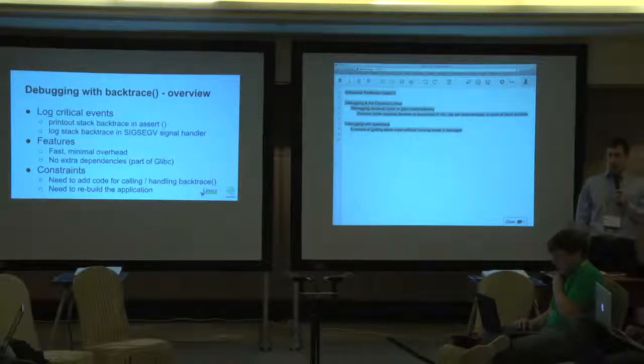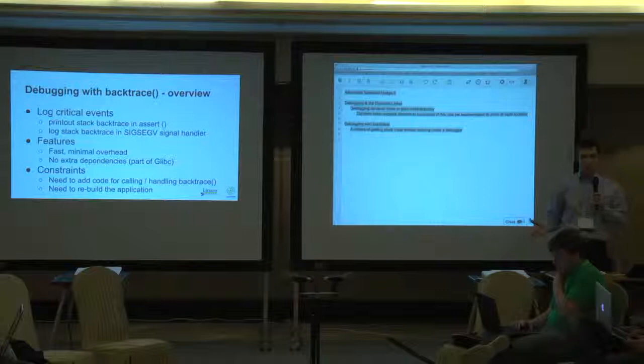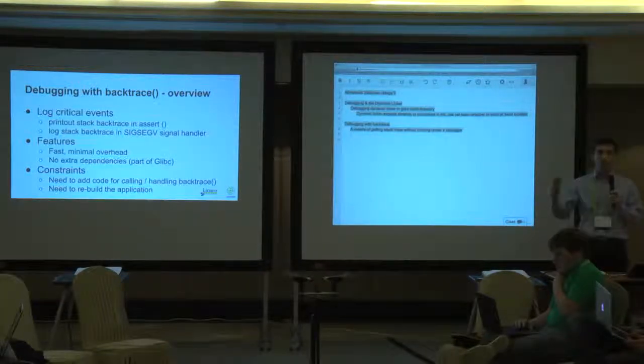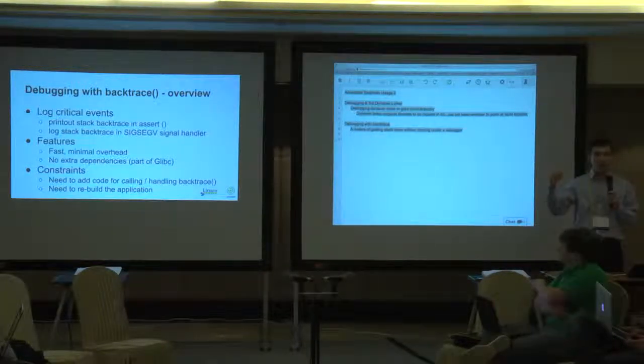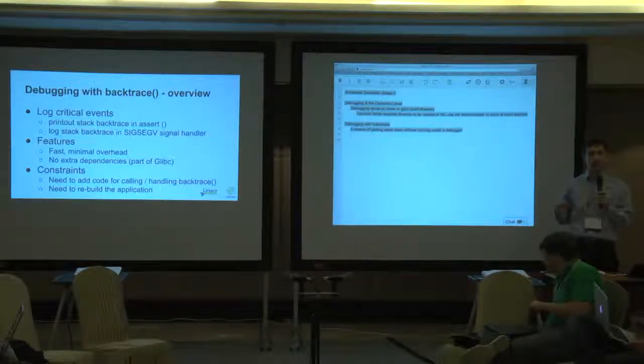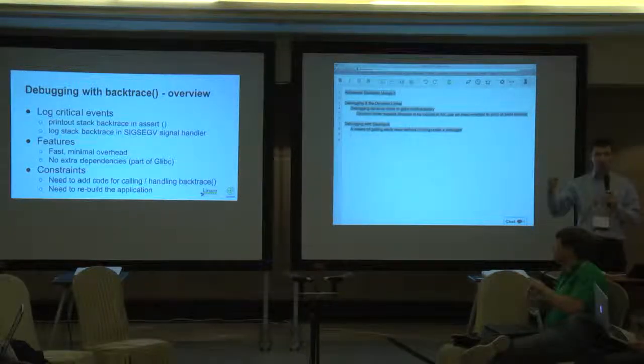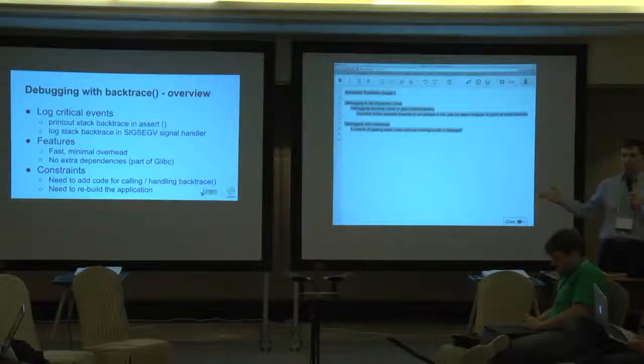The constraints of using backtrace is that you need to add code to your application at the points at which you want to get a backtrace. So if you want to get a backtrace in your signal handler, you need to add code to call backtrace in the signal handler. You cannot get it in arbitrary spots, just like the debugger can provide you. And you will need to rebuild your source code.